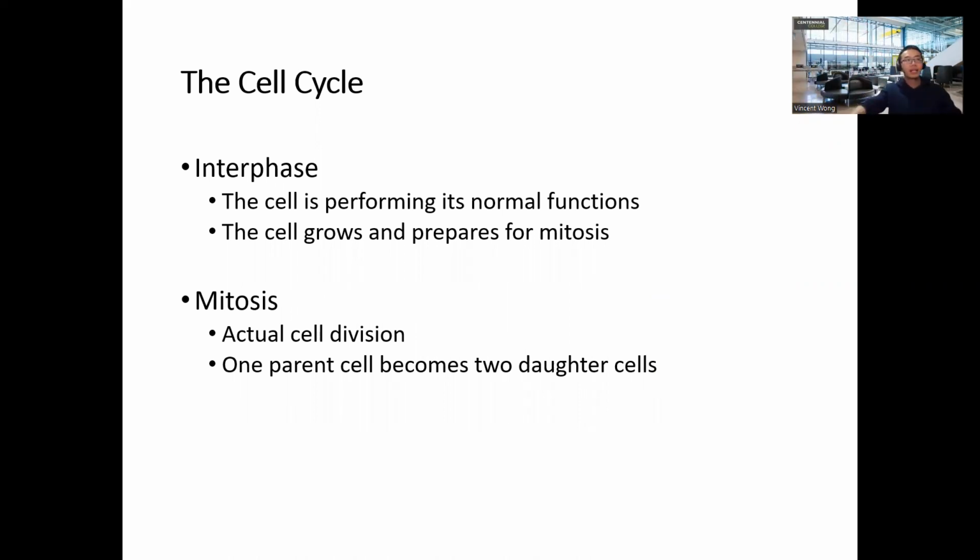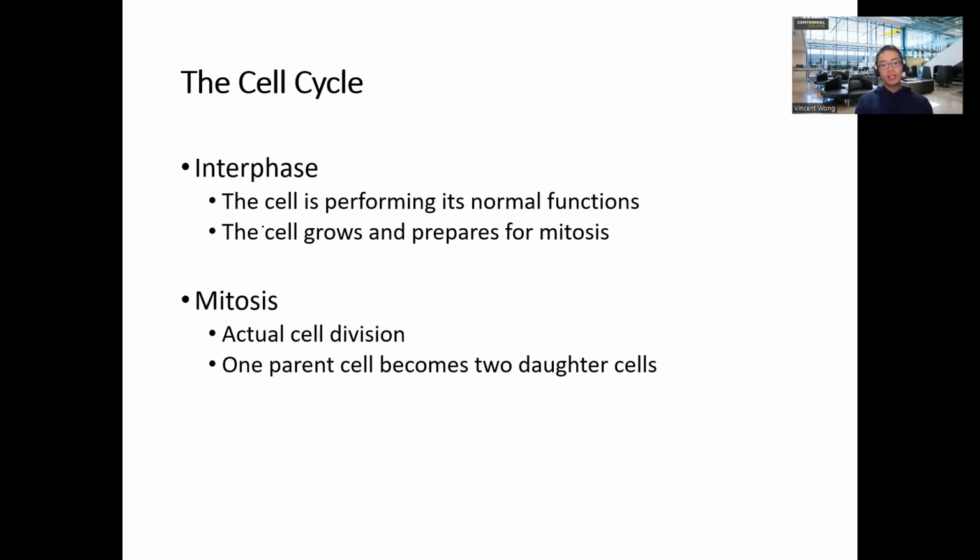Okay, the next slide here talks about the cell cycle, which is the interphase and mitosis. So the cell cycle basically is talking about the life of a cell. For most of its time, a cell is just doing its own thing, performing its normal function. If the cell is supposed to be making hormones, then that's what it's going to be doing. If the cell is supposed to be producing energy, that's what it's going to be doing. So all these normal functions are carried out during the interphase.